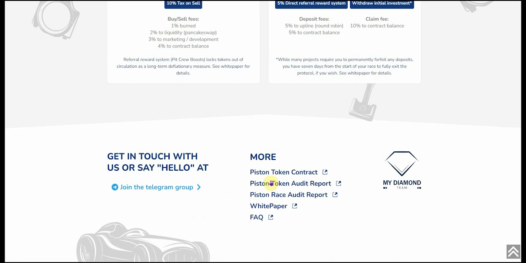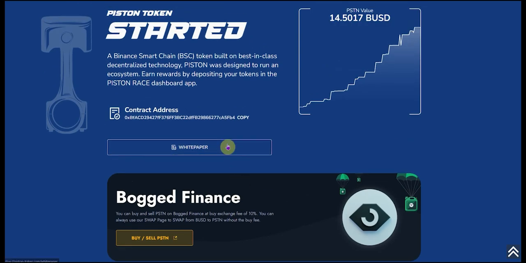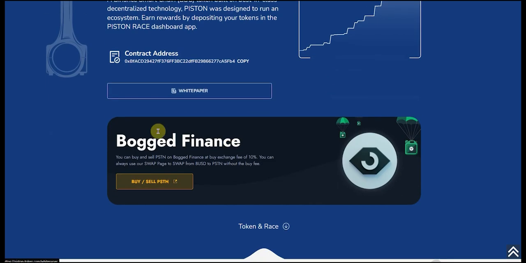You can join their Telegram group down here too. So if you plan on getting in, I would recommend joining the Telegram group so you can get all the fresh updates. You can buy it also here on Bogged Finance. It's kind of like buying on PancakeSwap.